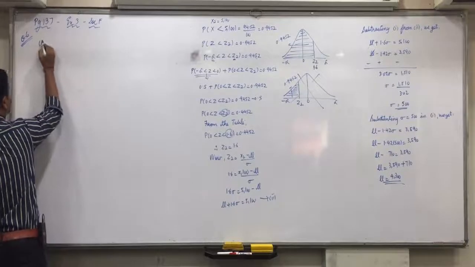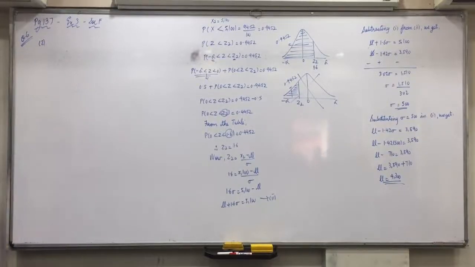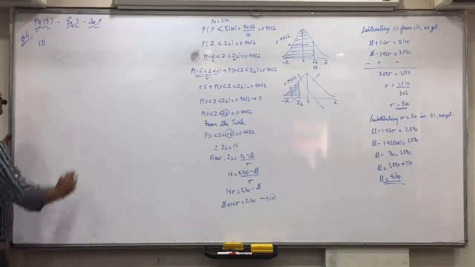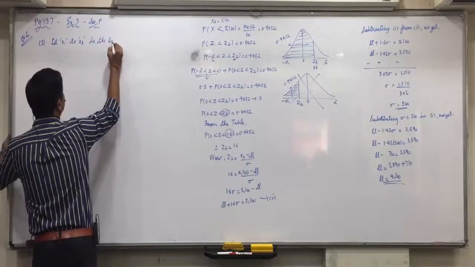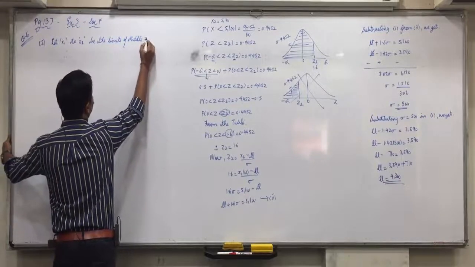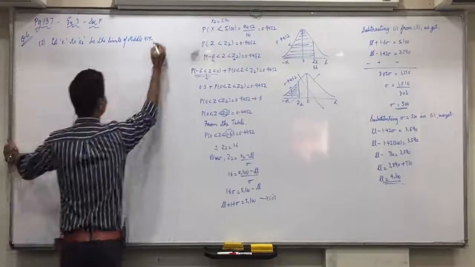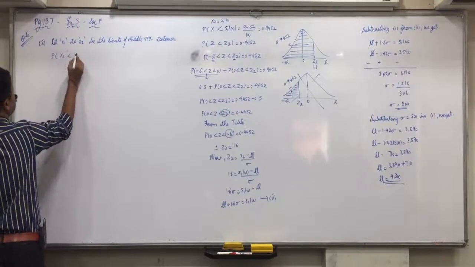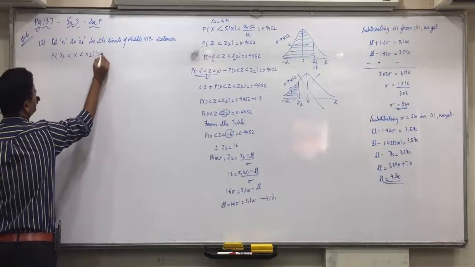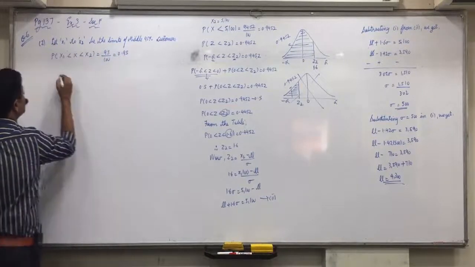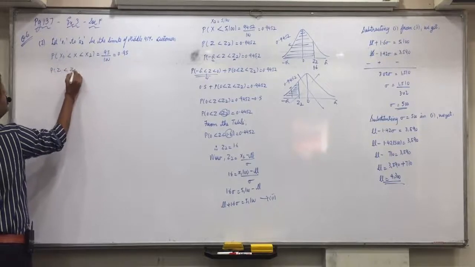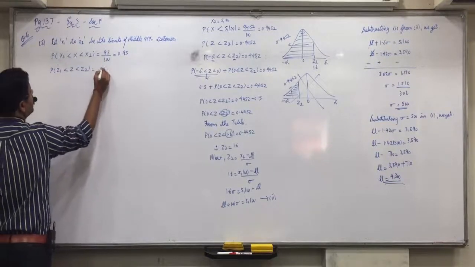Now you are asked the limits of the middle 95% customers. The limit is between two numbers. Let x1 to x2 be the limits of the middle 95% customers. Means P of x1 less than x less than x2 equals 95 by 100, that is 0.95. So P of z1 less than z less than z2 is 0.95.